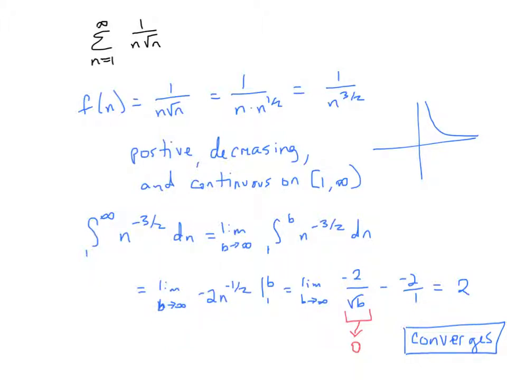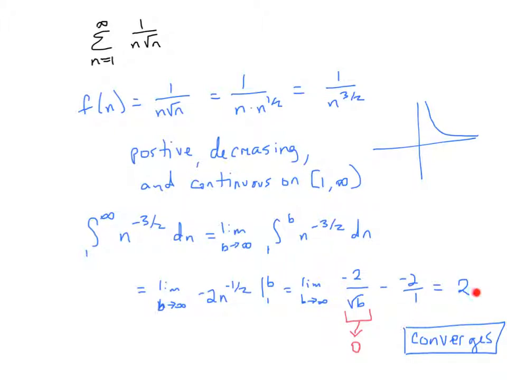And then if I plug in my bounds here, I get negative 2 over root b. And then if I plug in 1, I get negative 2 over square root of 1, which is just 1. So as b goes towards infinity, the square root of b also goes towards infinity, which means I have negative 2 over infinity, which is really just 0. So I have 0 minus a negative 2, or 0 plus 2, which is just 2.